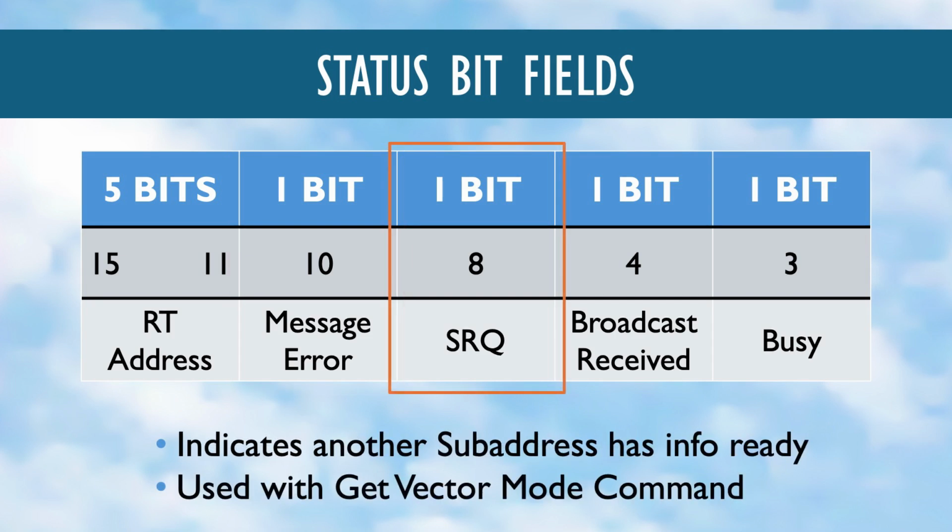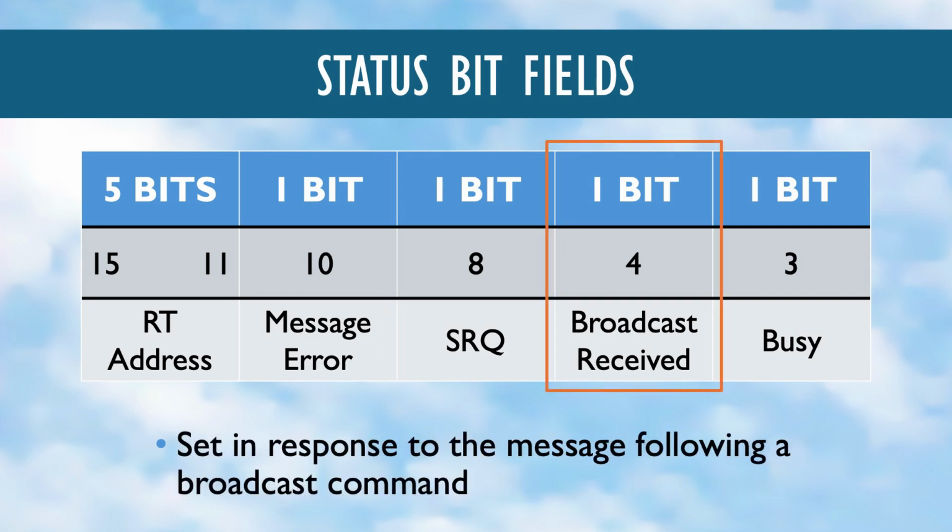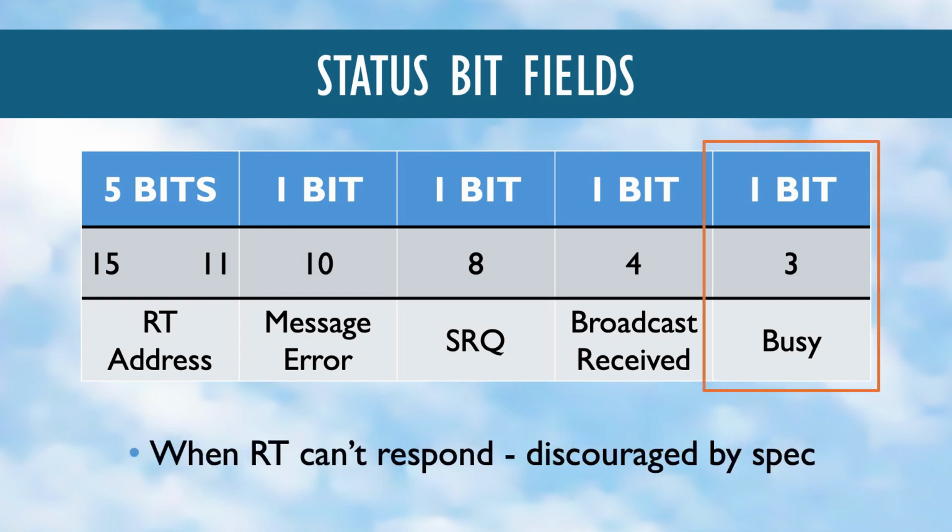A service request bit is a method in which the RT informs the BC that an unexpected, urgent bit of information is available in the RT. The BC can use this information to change its order of command, to give more priority to this RT. The broadcast bit indicates that a broadcast command has been received by this RT in a previous message. RTs do not transmit a status word in response to a broadcast command. A busy bit indicates that a request for data by the BC has been denied, because the RT is unable to respond to it at this time.